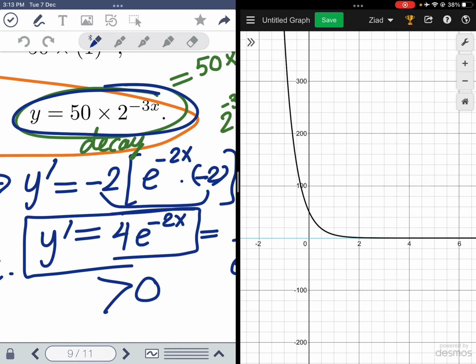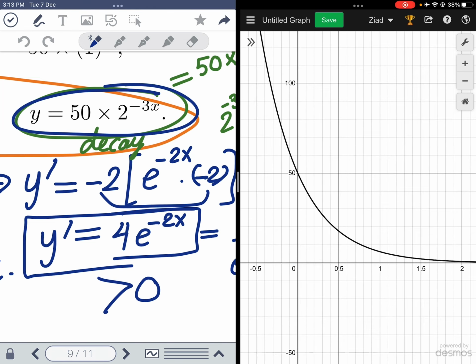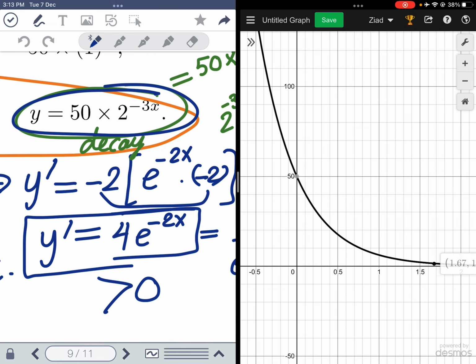If you want to see it by itself here, obviously it's decreasing like what we expected. And I will stop here.